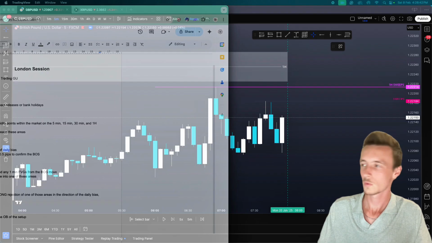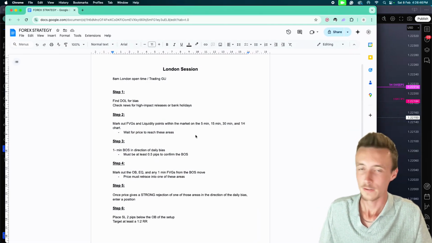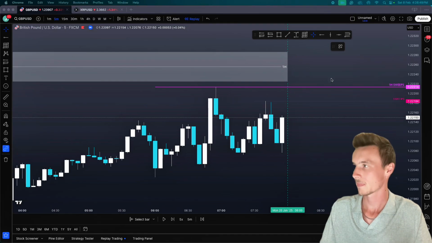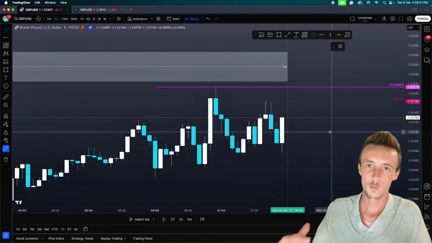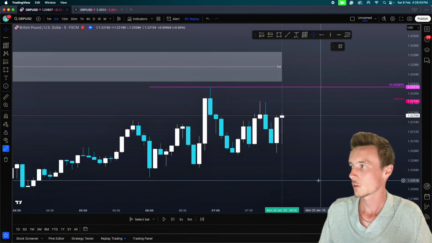So basically, before the market opens, this is what my chart is going to be looking like. I, of course, will show this. Again, step 2, marking out the fair value gaps and liquidity points. This is what we'll be looking like, right? We then want to wait for price to reach those areas. So I can play price forward a little bit.